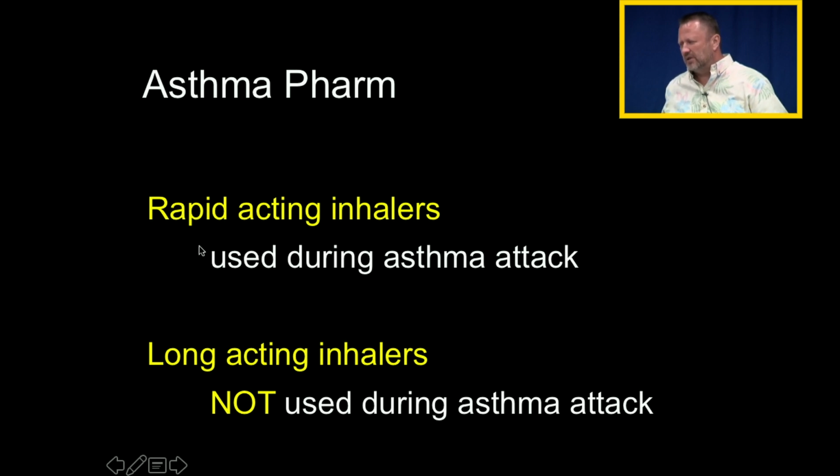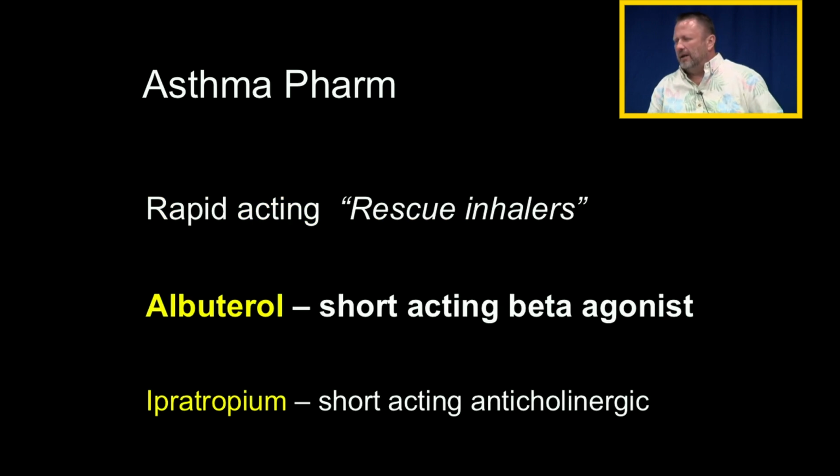What we want to use during the asthma attack is a rapid-acting inhaler. And the rapid-acting inhalers, and we'll come back to this at the bottom line, you'll also hear them called rescue inhalers. Albuterol is a short-acting beta-2 agonist. We talked about that in the autonomic pharmacology section. And then ipratropium, you'll see that little atropine word there. It's an anticholinergic synthetic form of atropine. It has anticholinergic properties. And so these are our rapidly acting inhalers.